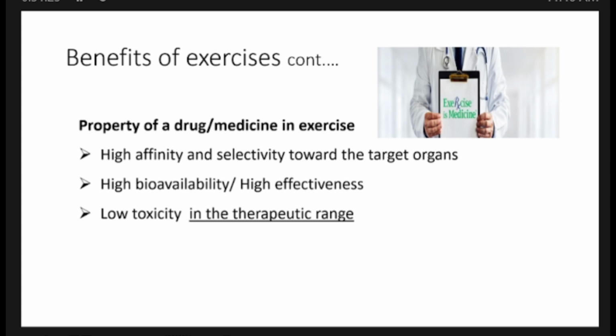I will discuss the target organ in the next slide. It has high bioavailability and high effectiveness, and it's low toxicity in the therapeutic range. That's the part that I want to mention in this lecture. It's low toxicity if you are doing it in the correct way. If you are not, it will give you bad results.